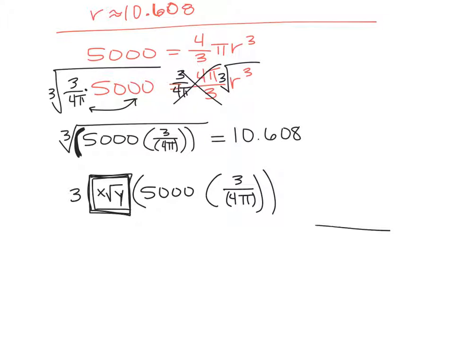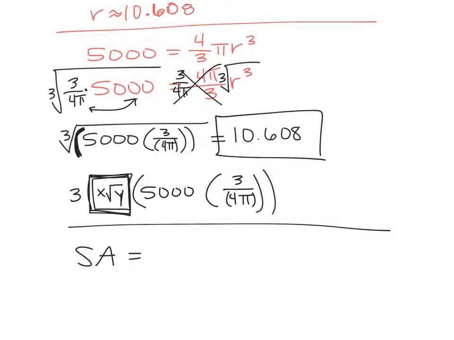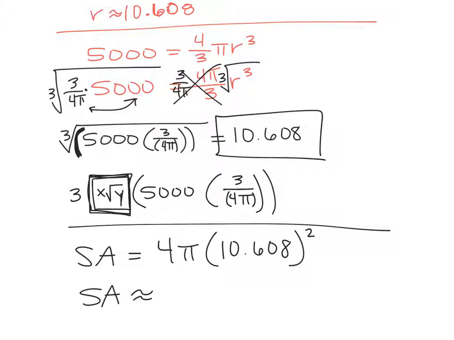Okay, let's finish the problem. We are looking for surface area, and we found a radius of 10.608. So now it's very simple. 4 times pi times 10.608, squared or cubed? Squared. For surface area, you're squaring. So you would plug that in, and you get a surface area. If we round to the nearest whole number, it comes out to 1,414, and we were in meters, so that would be meters squared.